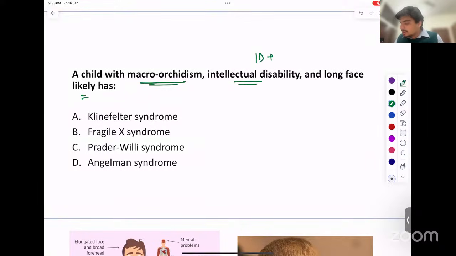So intellectual disability plus long face and big testes, this is your fragile X chromosome disorder.